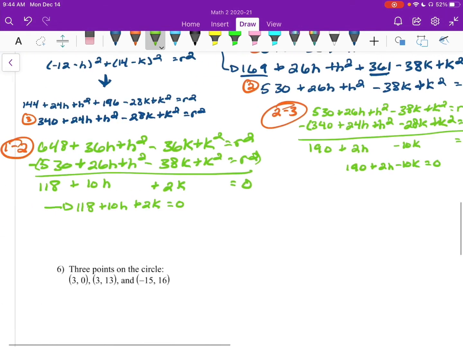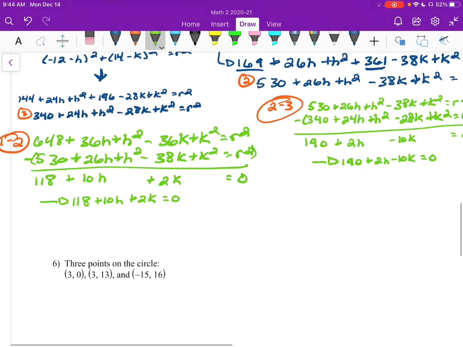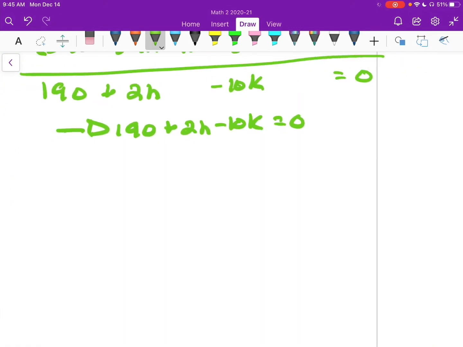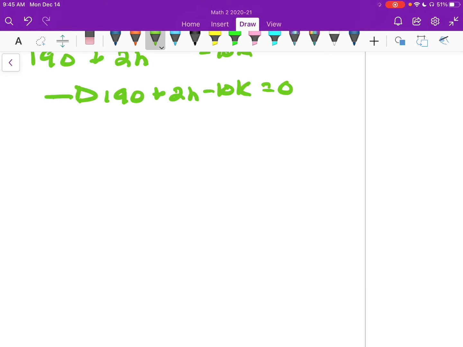Now, I'm going to use my two simple equations. We have two equations, two unknowns, and we can find our h and our k. To make this a little bit easier, I'm going to solve for h down over here, and then I'll be able to plug into the other one. So if I solve for h, I'm going to have 2h equals 10k minus 190, right? And then if I divide everything by 2, h is going to be 5k minus 95, since 190 divided by 2 is 95.